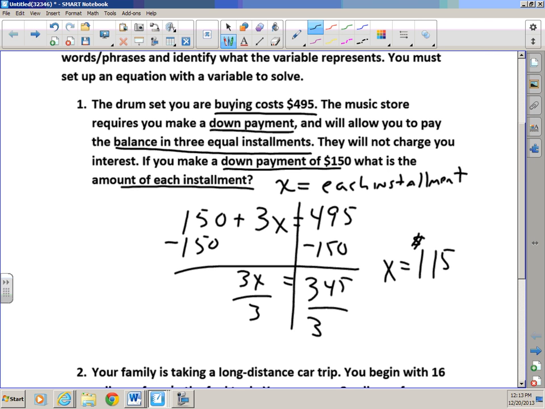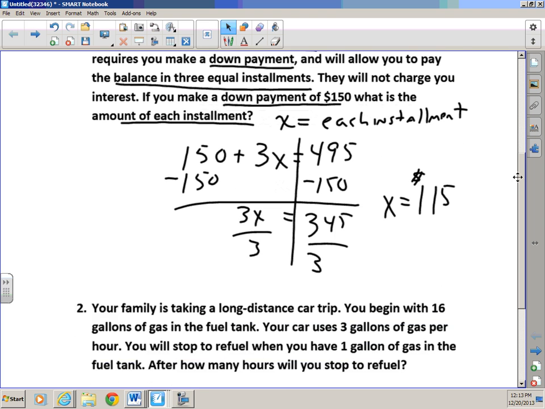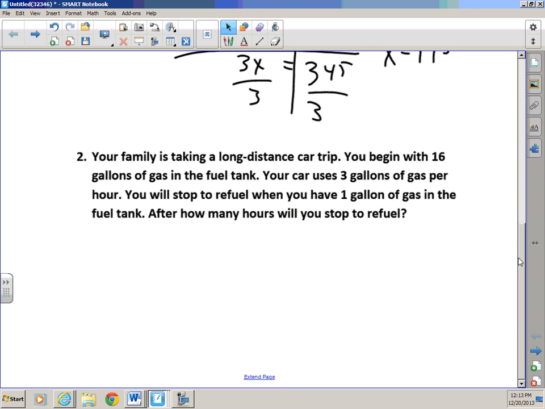Again, we want to step back and make sure our answer makes sense. It seems to make sense based upon what we have here. I wouldn't be expecting negative numbers or anything of that nature.